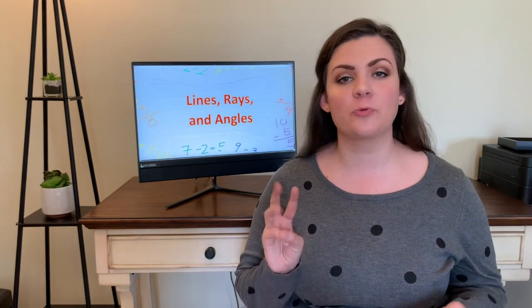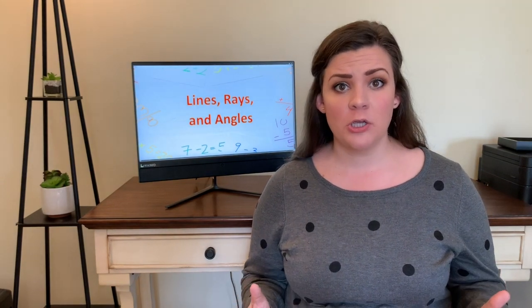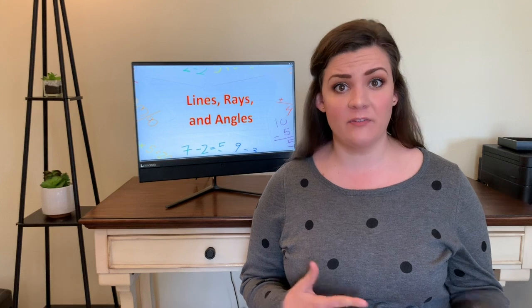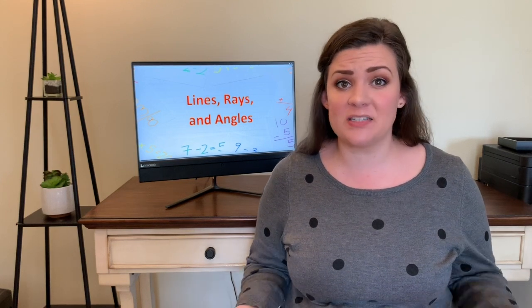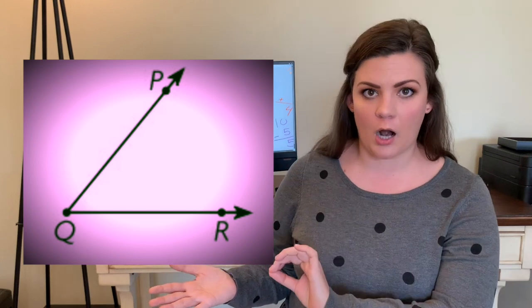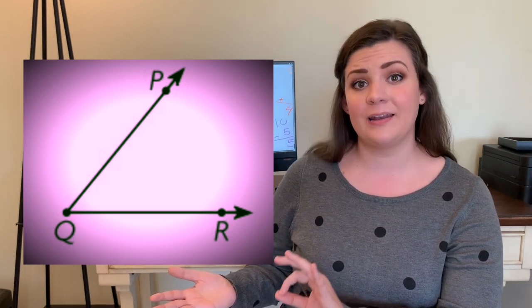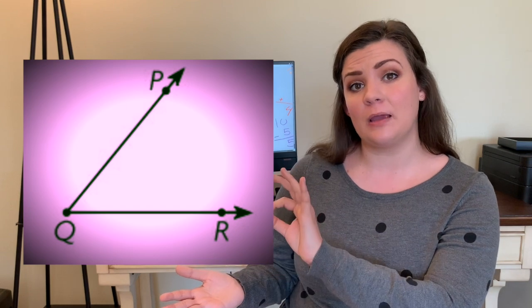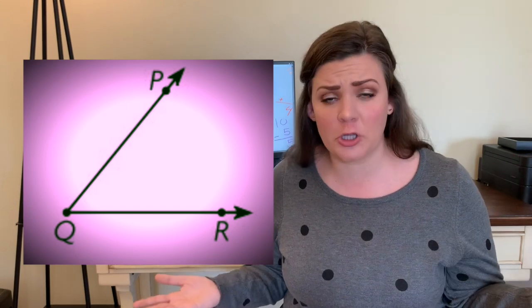There are actually 3 different ways that you can name an angle. You can either use all 3 of its points, or just name it by its vertex. So this angle right here, I could name angle PQR, or I could name it angle RQP, or I could just name it angle Q.